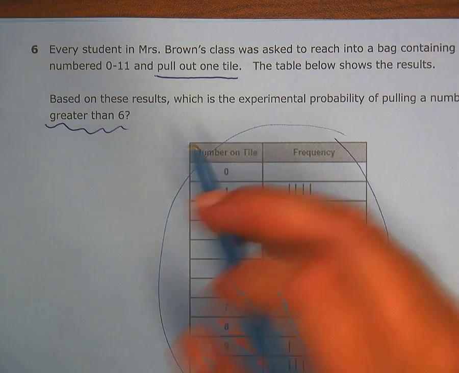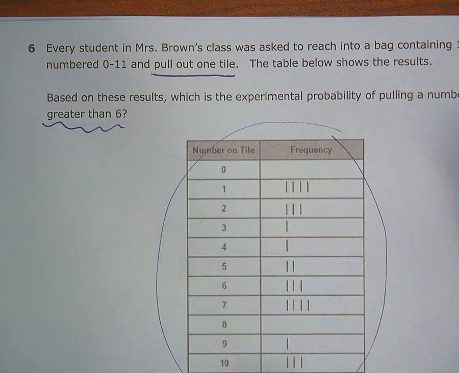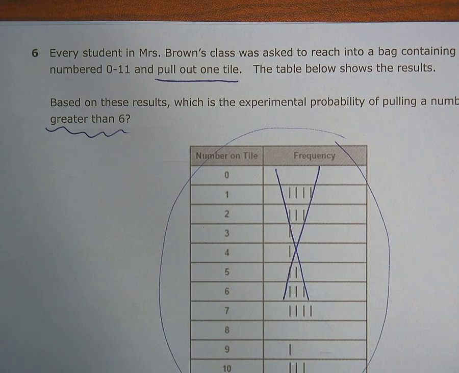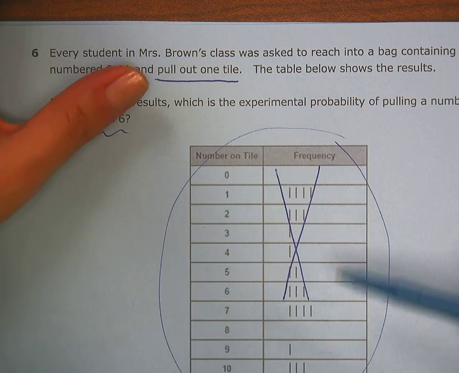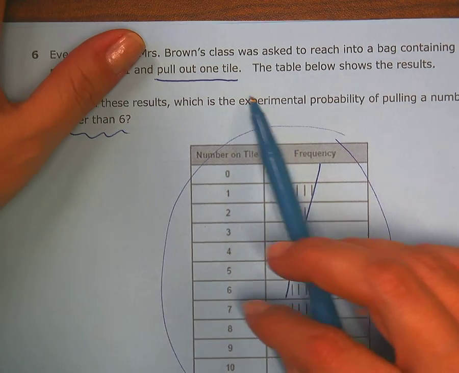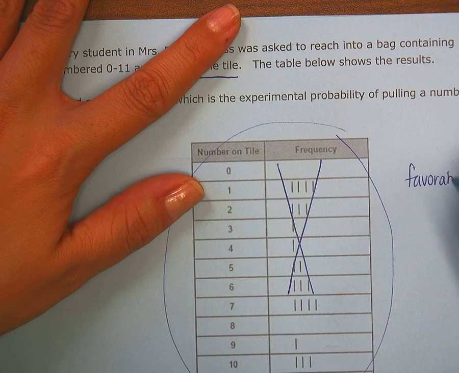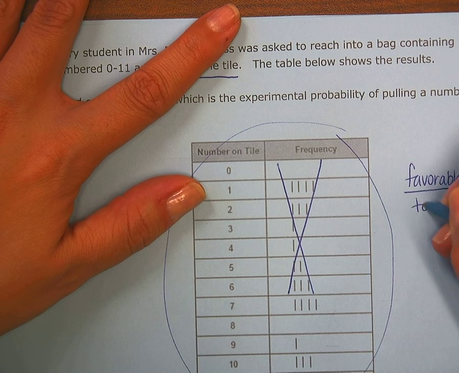No, because 6 is not greater than 6, so I'd be looking at numbers 7, 8, 9, 10, and 11. So 7, 8, all of these don't matter. Okay, let's see. Now, I guess they do matter for a moment because experimental probability is still asking for favorable. That's what I'm looking to happen out of the total.